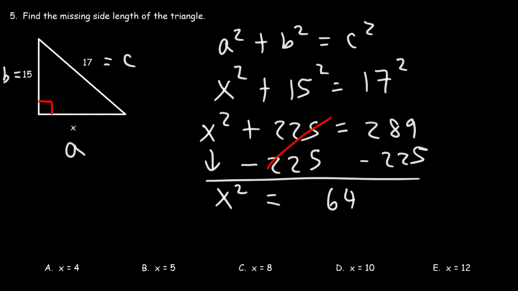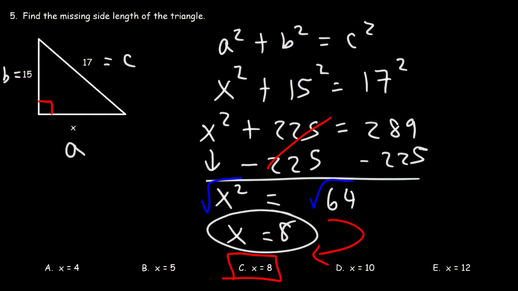Now, if x squared is equal to 64, what is x? So now we need to take the square root of both sides. So what is the square root of 64? What number times itself is 64? Well, we know that 8 times 8 is 64. So the square root of 64 is 8, which means C is the right answer.